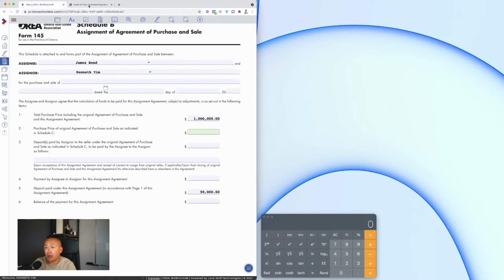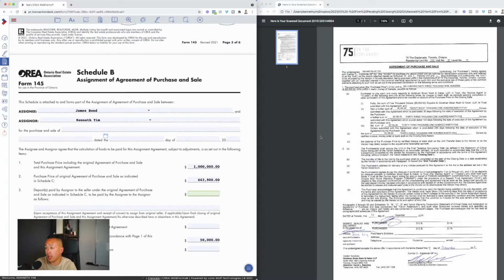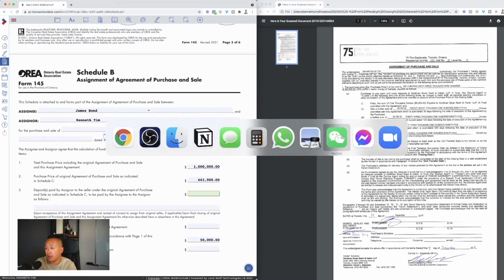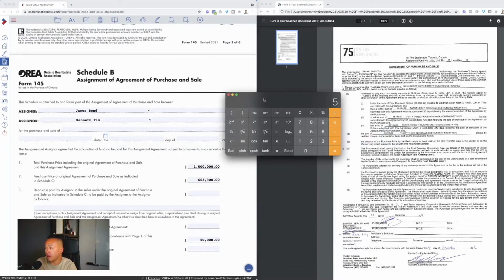When I originally bought it, here, let's just put it side by side. When I originally bought it, it was $663,900. All right. And the deposit that I paid, if you add all these up together, let me get my calculator open. If you add all these amounts together, so 5,000 plus 28,195 plus 33,195 plus another 33,195. So the total is $99,000. That's my original deposit.